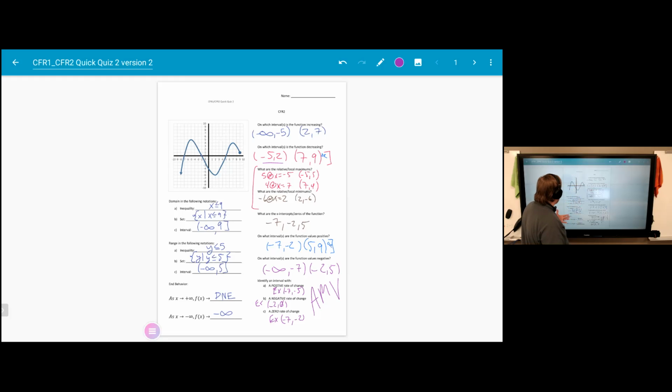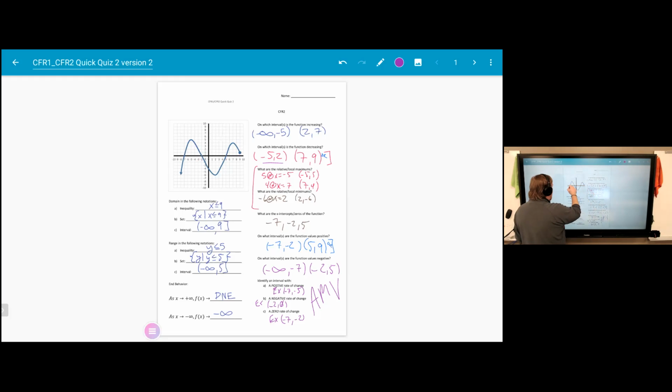On which is it, where is it positive? So in other words, where is it above the x-axis? Anything up here. So that would be from here until here, because these values are above. So from negative 7 to negative 2, they're positive. And from 5 until 9. And again, this is one of those things where I was okay with having the parenthesis or the bracket there for this one.